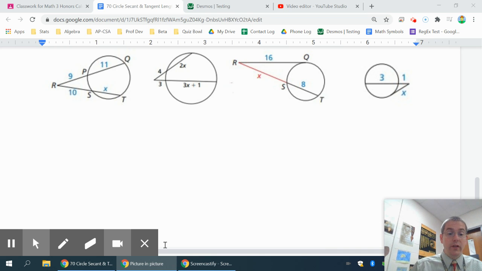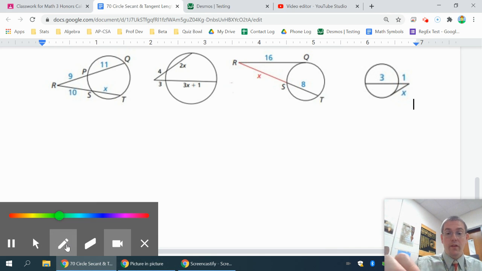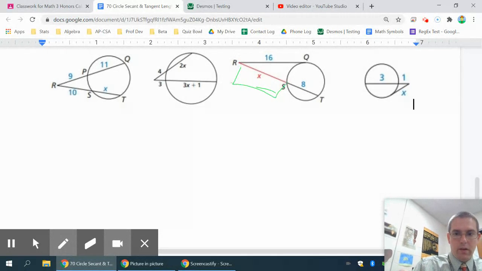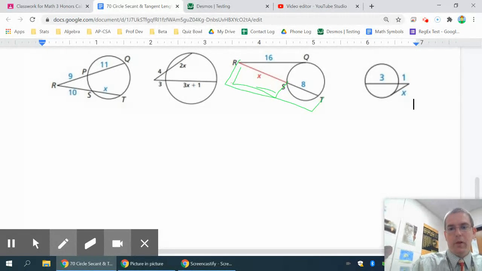Okay, what we're going to need to do now is look at these problems that involve tangents and secants. So on this first one, we need to do the nose times the whole. The nose is the x, and the whole is x plus 8. So it's going to be x times (x plus 8).